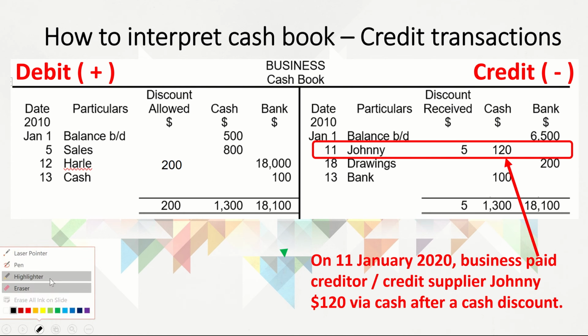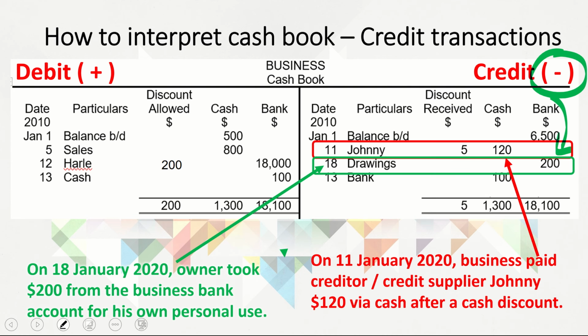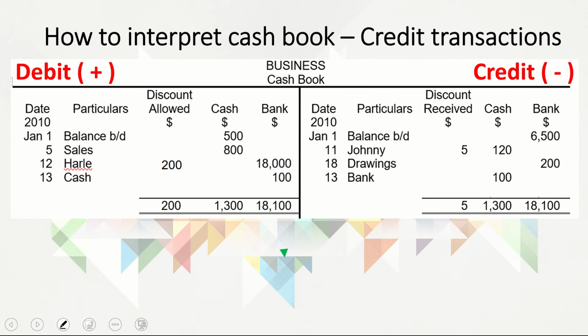So what do we have next? We have drawings. Alright, and this drawings is in the credit, minus $200 inside the bank column. So what happened here? Very straightforward. The owner took $200 from the business bank account, but because it's drawings, you cannot say drawings. You must say for personal use. Okay, so these are some examples of credit transactions.